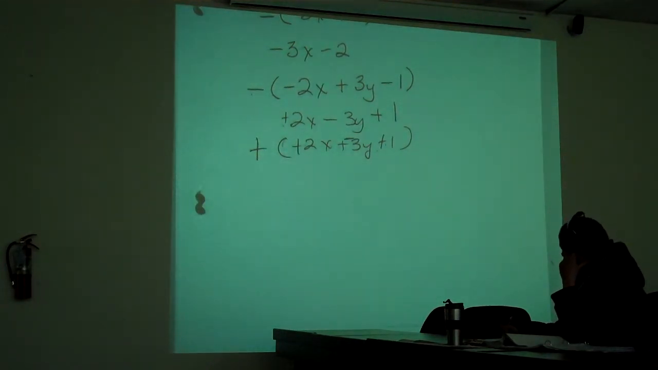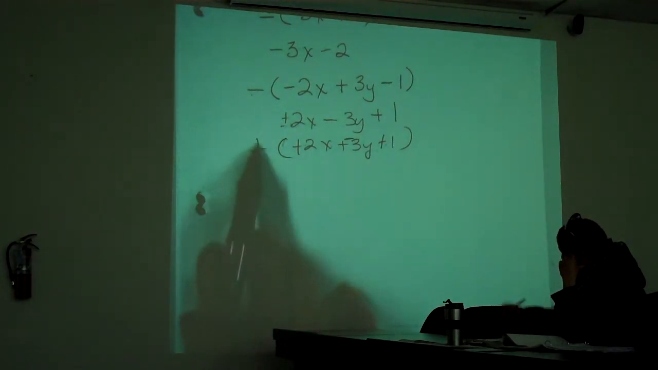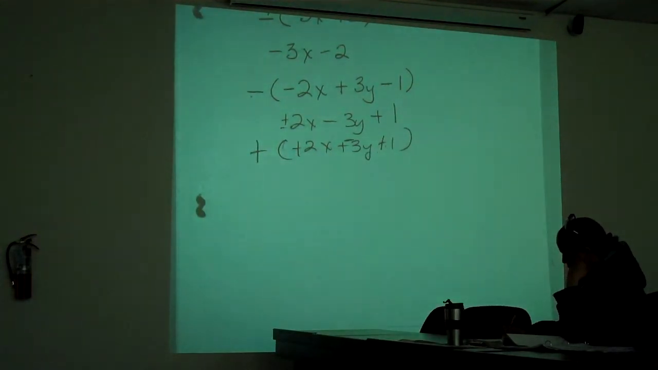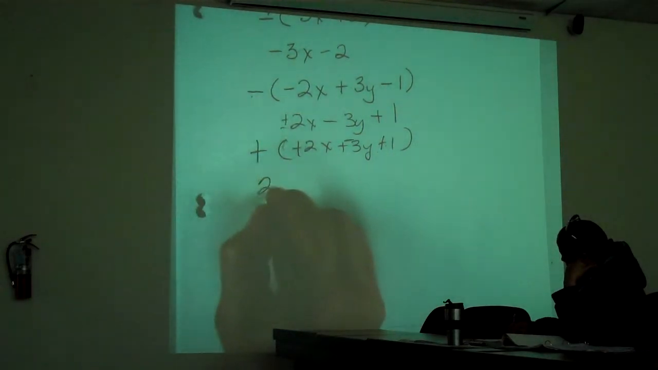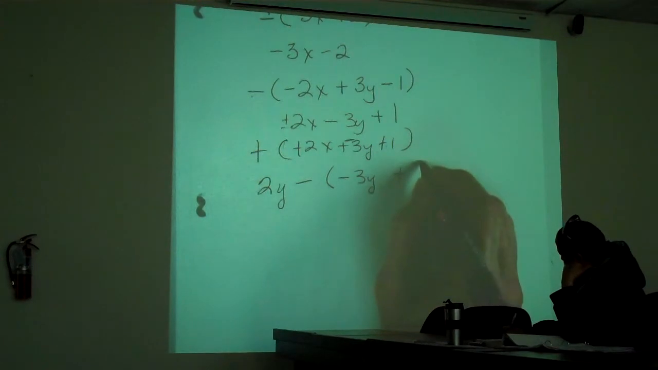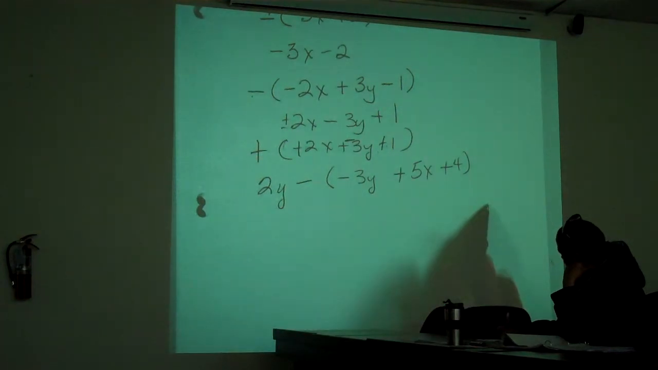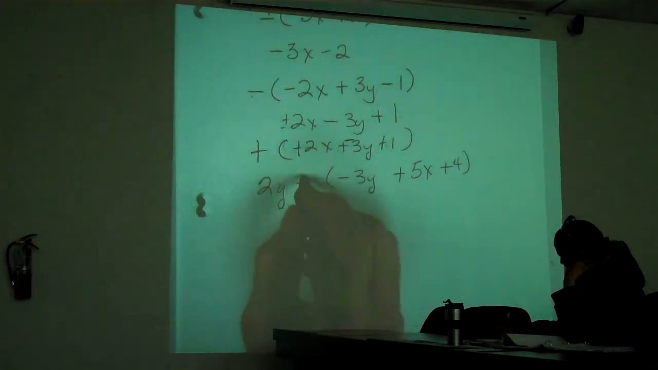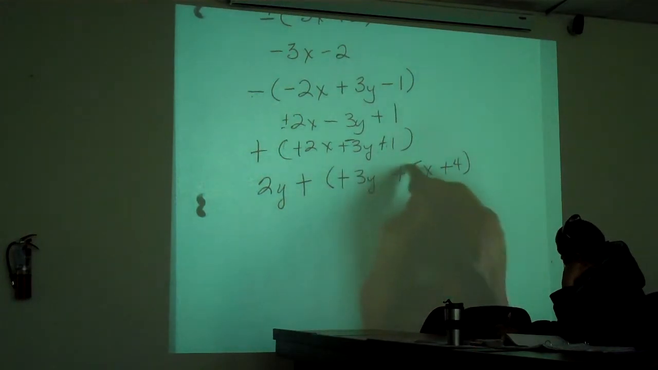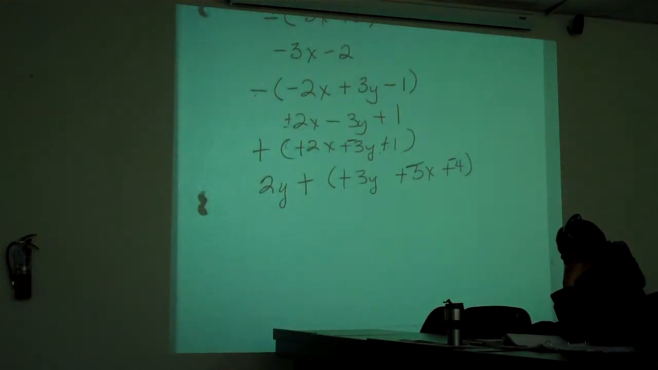That way, when you're doing a problem, you don't have to go to another line just to simplify this. You could do it on that line by changing the sign inside your parentheses. So if you had like 2y minus negative 3y plus 5x plus 4. Instead of rewriting it down here, you could go ahead and change this to plus positive 3y and a negative 5x and a negative 4. That'll save you one line on your work.